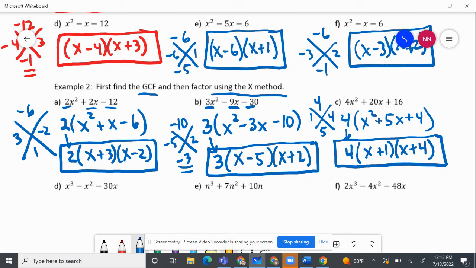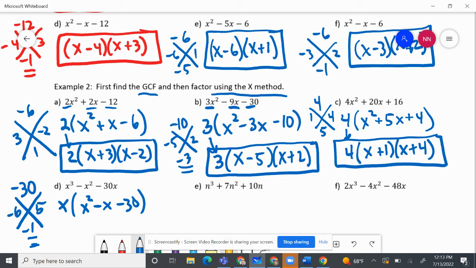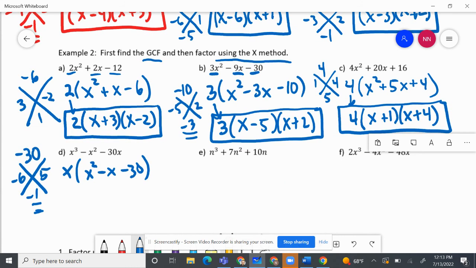Now, for letter D, notice that they don't have a number in common, but all of them have an x. So we're going to factor out an x, and that gives us x squared minus x minus 30. So we're going to look for two numbers that multiply together to give us -30 and add up to -1. The larger one has to be negative. So that would be -6 and +5. So we have the x in the front, and we have x minus 6 and x plus 5.